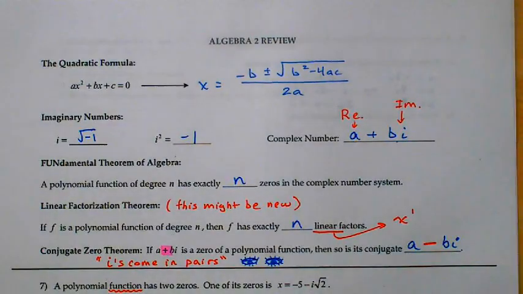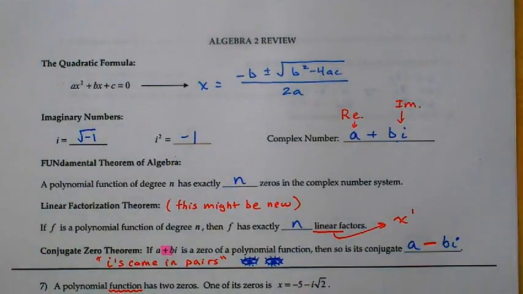Linear factorization theorem. This might feel a little new, but if you have some polynomial function with that degree n, well, that function has n linear factors. Linear meaning, of course, we have a power of x to the first.